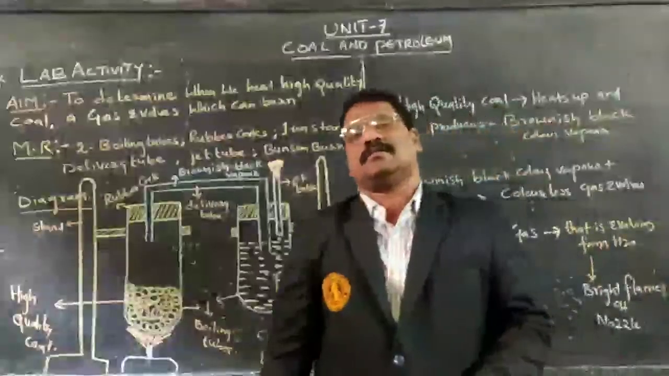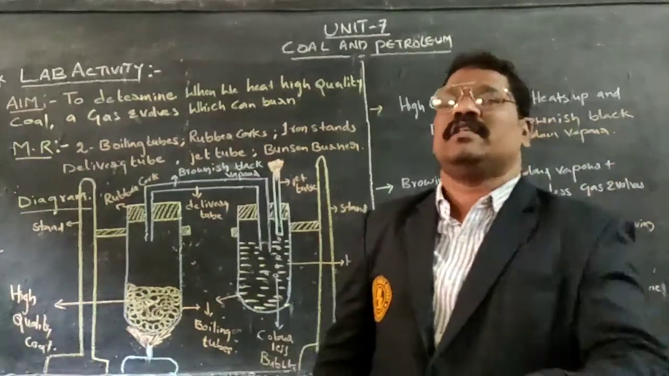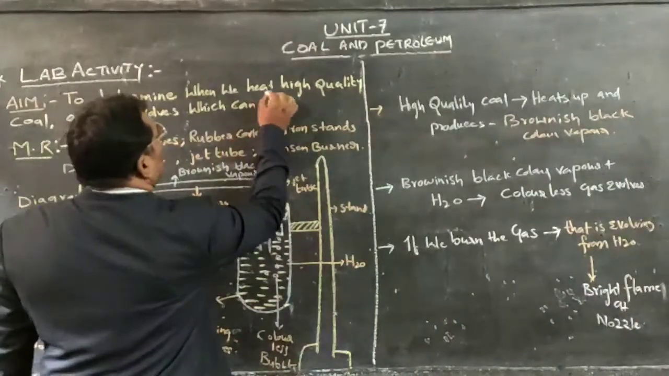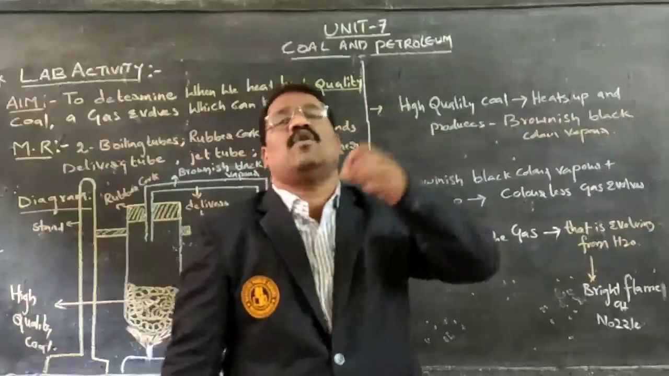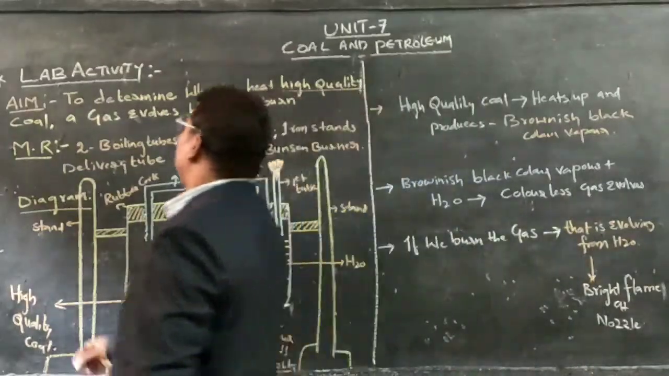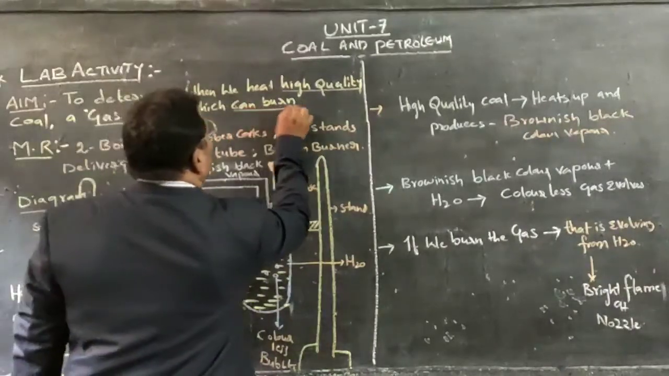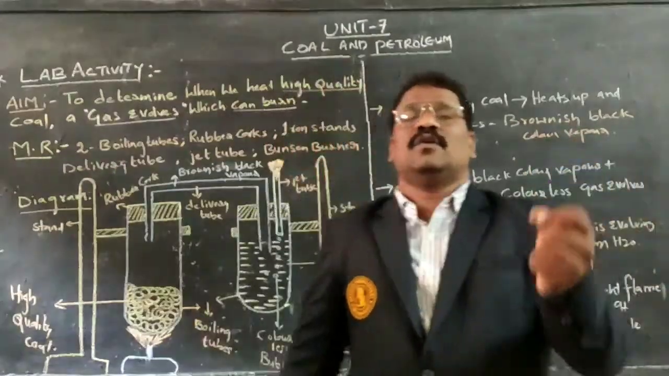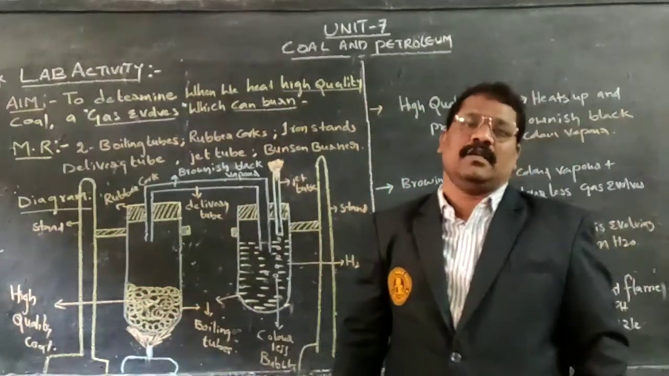Within this particular class, now we are going to discuss a lab activity. What information does this lab activity give? It gives information about what gas evolves when a high quality coal, in which the carbon percentage is more, is heated. A gas which can burn will evolve. Now we are going to demonstrate that concept by using a lab activity.